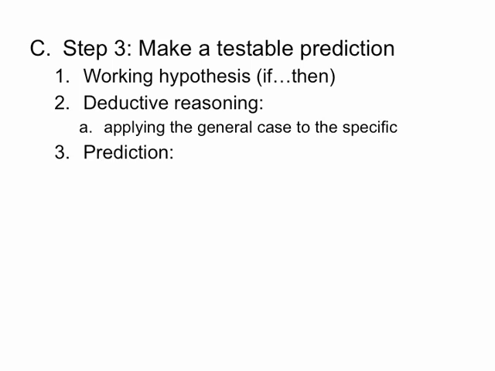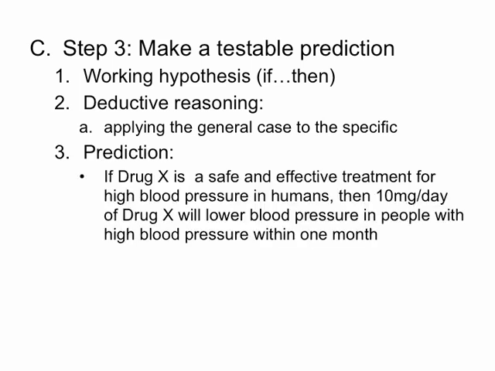So our prediction is going to be that drug X is a safe and effective treatment for high blood pressure in humans. That's the general. Here's the specific. 10 milligrams a day of drug X will lower blood pressure in people with high blood pressure within 1 month. So we're going to say exactly how much drug they're going to get, and for what duration they're going to be taking that drug.